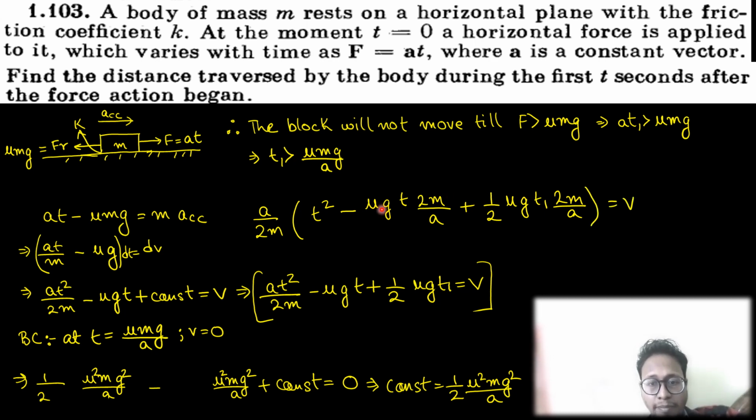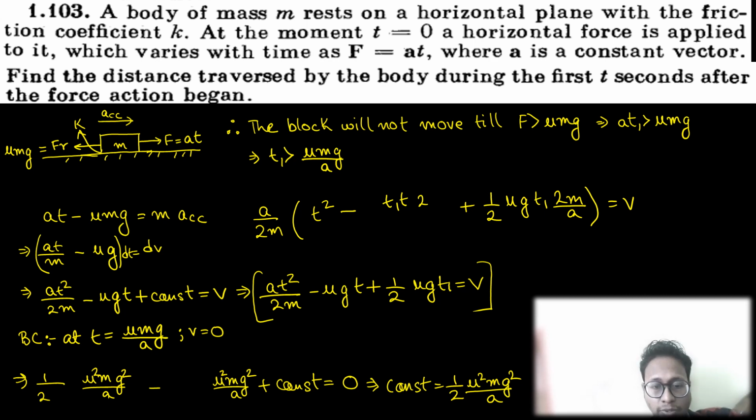Now what is mu mg by a common? What is mu m into g by a? So mu into mg by a is nothing but t1. See, at t is equal to mu mg by a, this is the value of t1, no? This t1 was substituted by mu mg by a. So here, this term will become 2t1 into t.